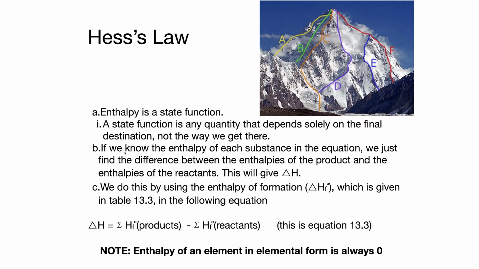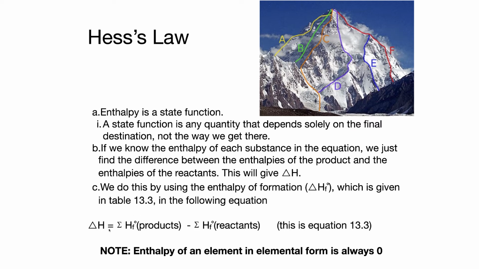All right, so if we know the enthalpy of each substance, since it doesn't matter how we get there, it's going to be the same amount. Then we can just find the differences between the enthalpies of the products and the reactants, and that'll give us our change in enthalpy. We can do this by using the enthalpy of formation, which is another table, 13.3 in your book. And this is the equation that follows that.